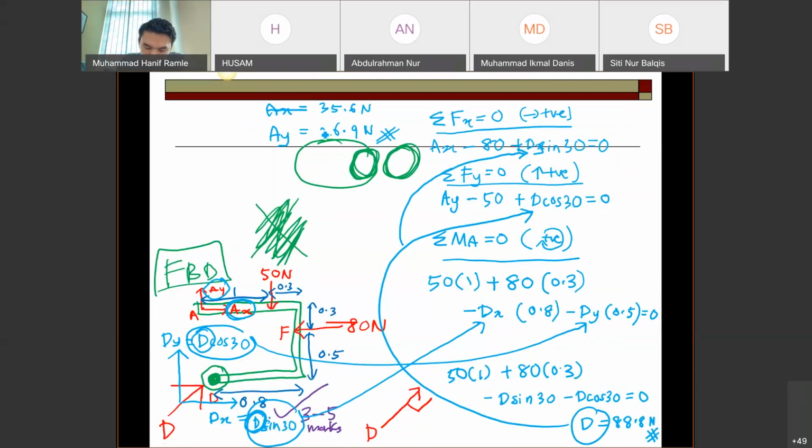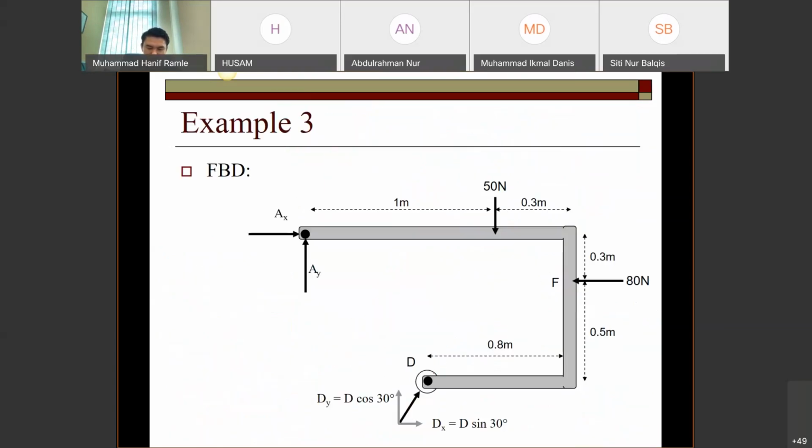This one should be negative. AY should be negative. AX is positive. Yes, AY is negative. All right, so if you have this, you already get D, which is 88.8.